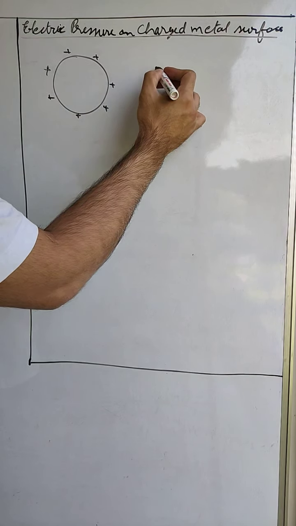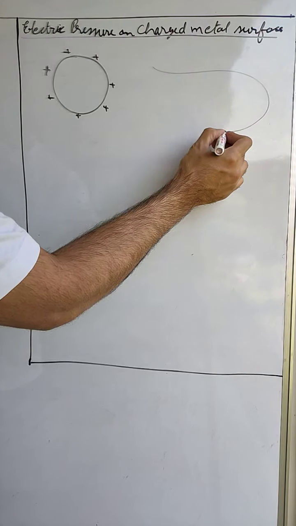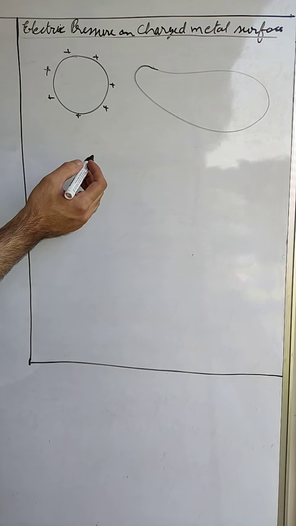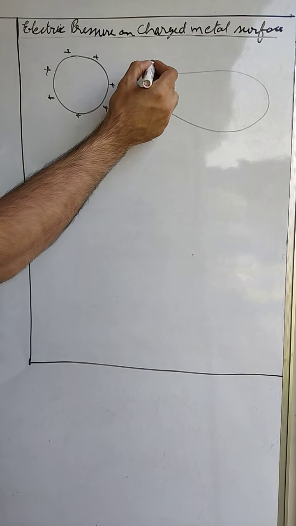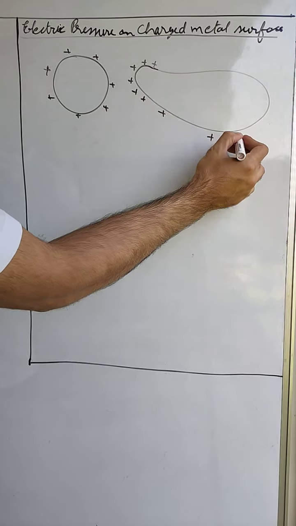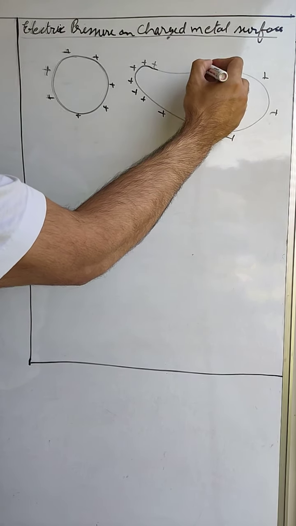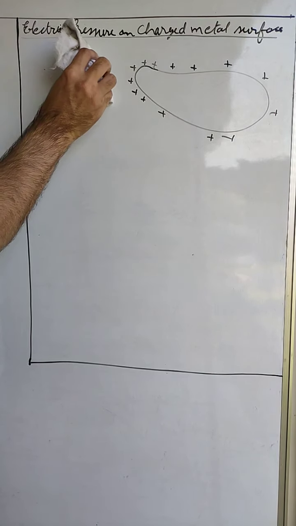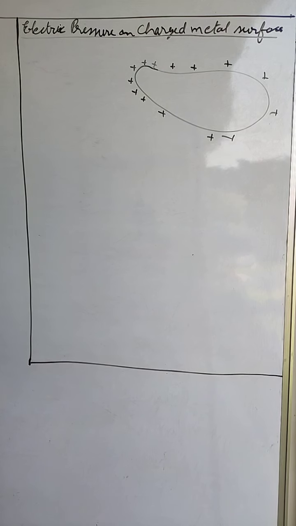But if the body is of irregular shape, suppose like this, then the surfaces which have a smaller radius of curvature, like this surface, will have more charge density than the surface with a large radius of curvature. Now we will take a random shape and find the electric pressure on the metal surface.